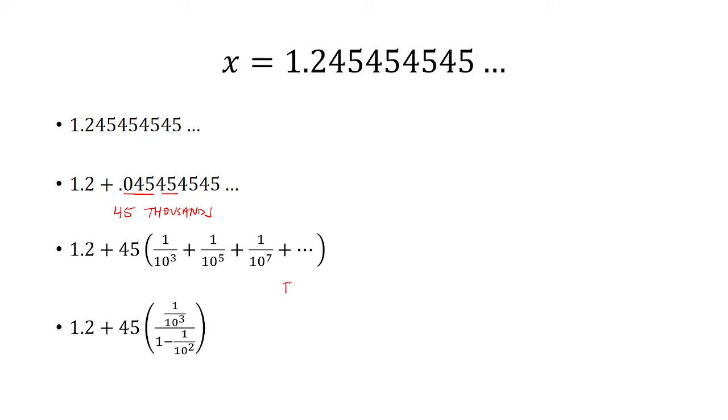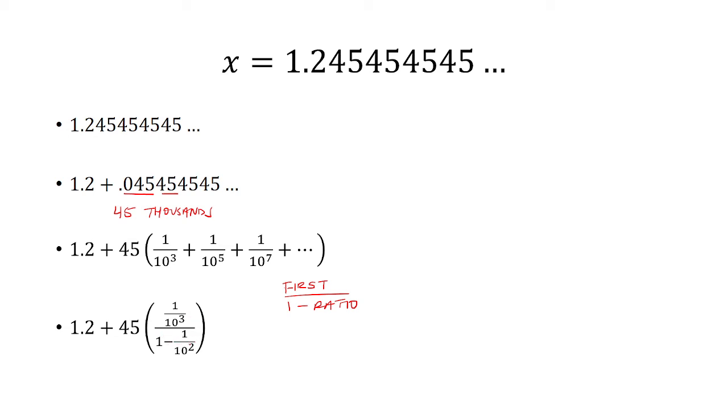The formula is the first term divided by 1 minus the ratio. Now the first term is just 1 over 10 cubed. The ratio is 1 over 10 squared. So you have 1 over 10 cubed divided by 1 minus 1 over 10 squared.